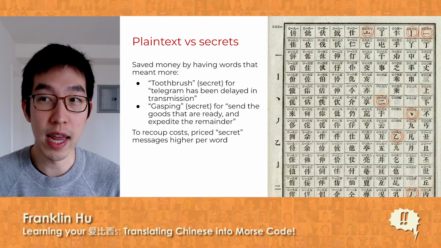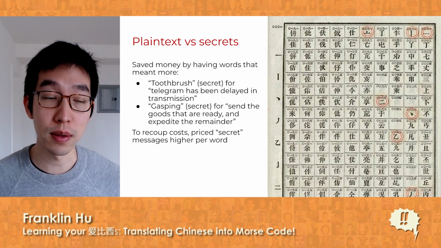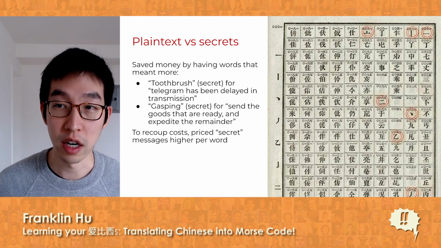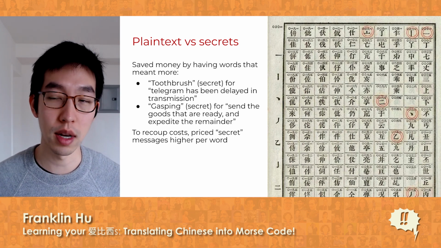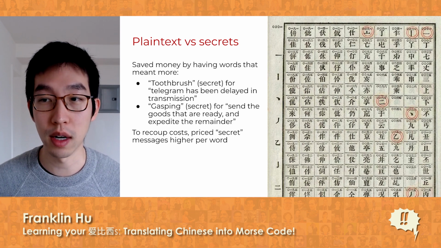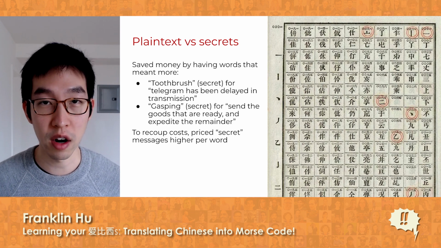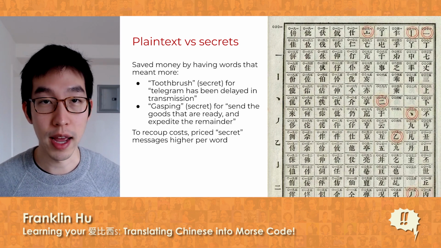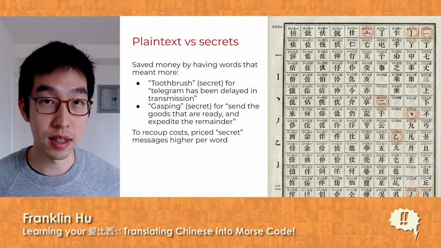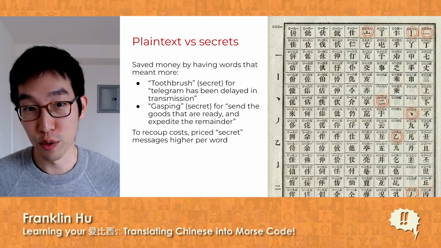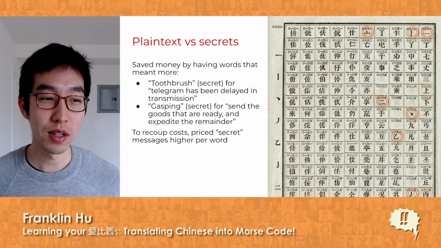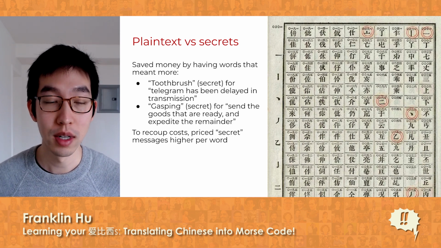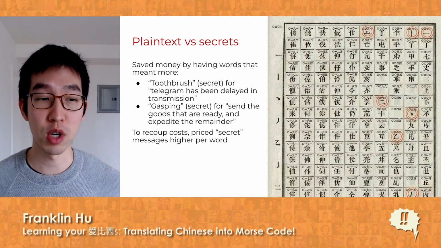This problem ended up going away eventually. In 1893, the government of the Chinese Republic and the Qing dynasty negotiated a regulatory exemption, so that if you were sending a message with Chinese characters in a code book, it would be priced as plain text rather than as secret, which is an improvement. So here we have the Telegraph Code of 1871. It works, but definitely has some drawbacks.